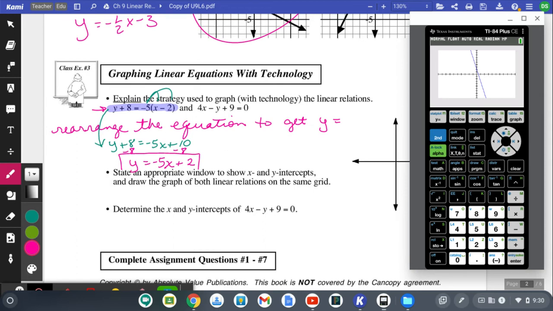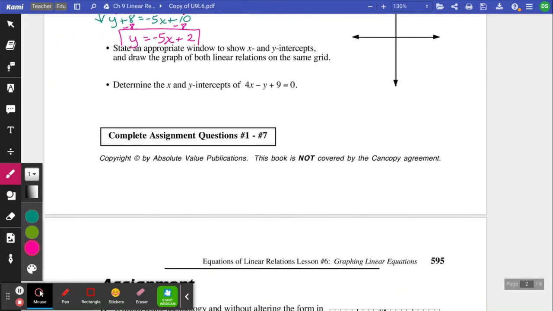Okay, so when it says state an appropriate window, who remembers how to state the windows? Does anybody remember how to do it? There's a way, there's a format. Oh, yeah, then we use like min-max scale. Yes, min-max scale with square brackets.